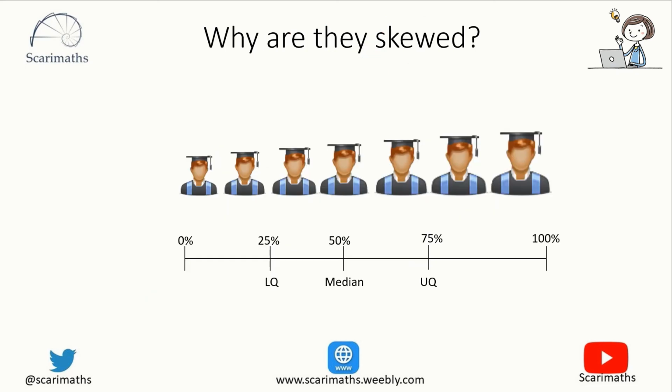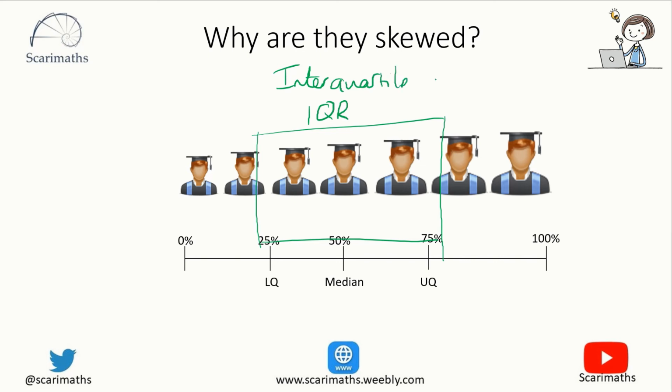Let's have a look at this again. So, as we said, not quite drawn accurately, but you can see there is our lower quartile, there is our upper quartile, and we've got our median right in the middle. And this is our interquartile range.